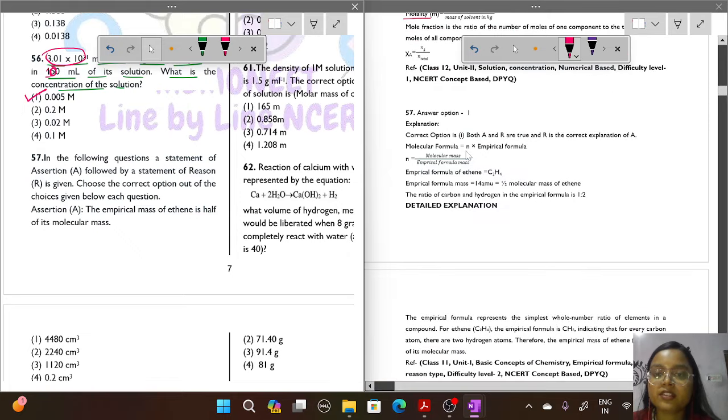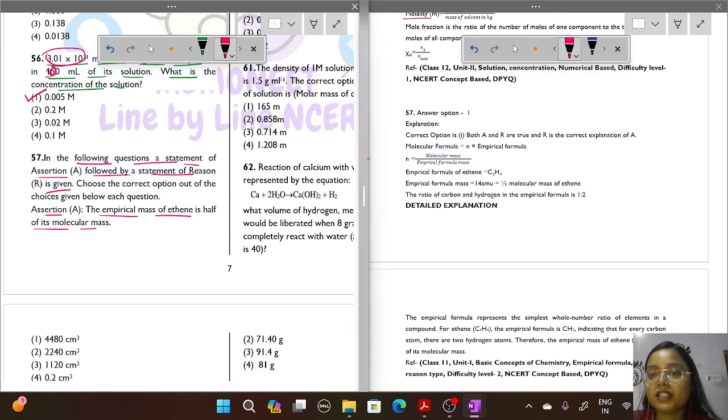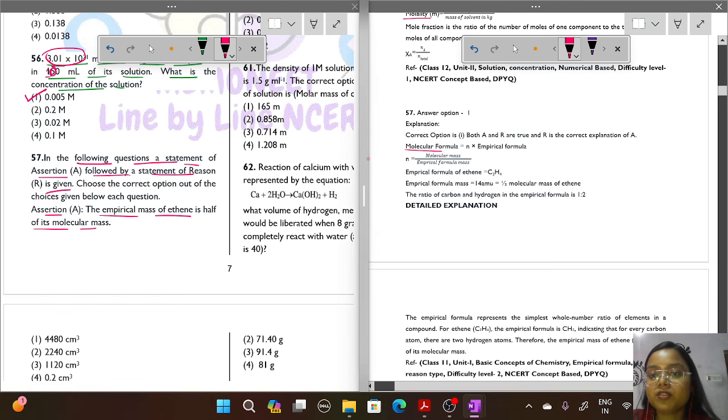Next is question number 57. In this question, a statement of assertion followed by a statement of reason is given, so this is an assertion-reason type question. The assertion says the empirical mass of ethene is half of its molecular mass. So we will find out whether the statement is correct or incorrect. We know that the molecular formula is n into the empirical formula, and n will be molecular mass divided by empirical formula mass.